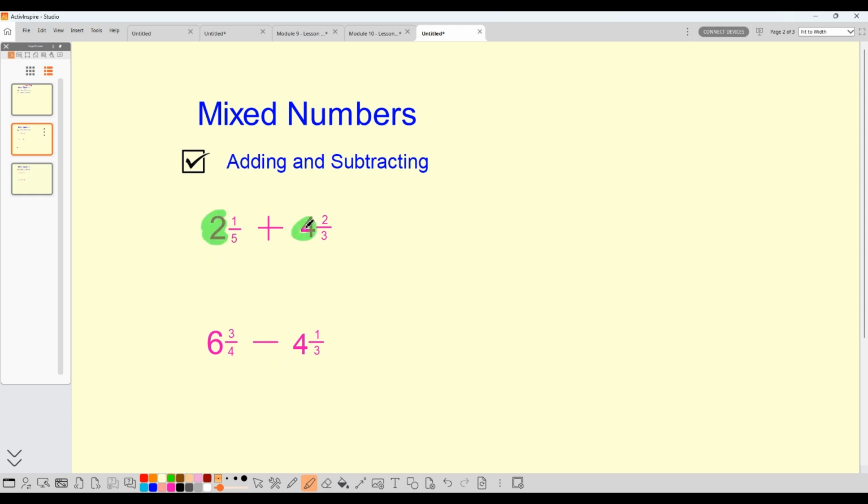So add together the integers to start with. So 2 plus 4 gives you the 6, and then deal with the fractions, a fifth plus 2/3. Now we're looking for the lowest common multiple, the lowest number that is in both the 5 and the 3 times table. That would be 15. Now, the 5 in the first fraction has been times by 3 to get to 15, so we need to do the same to the numerator.